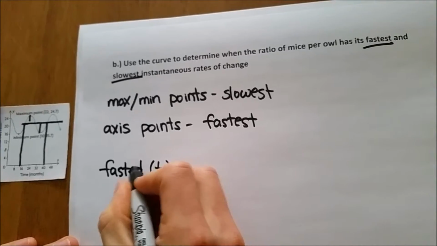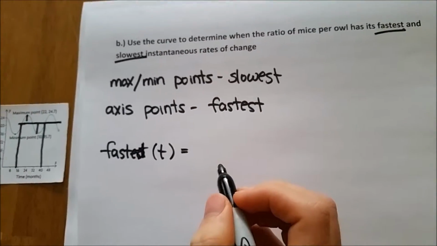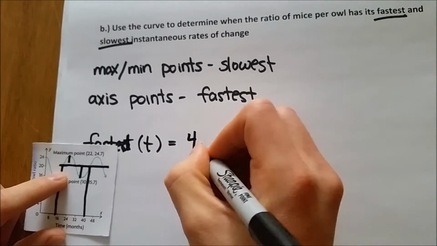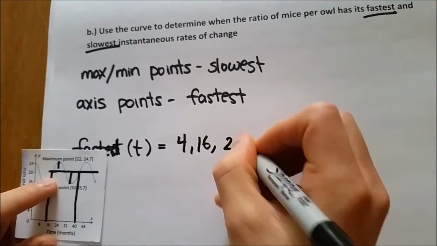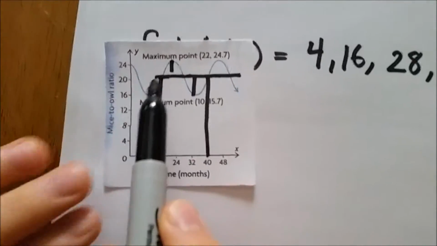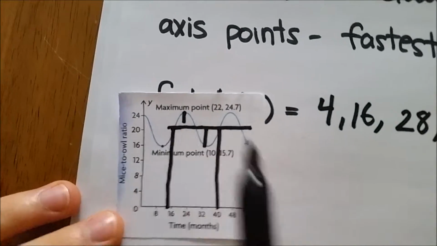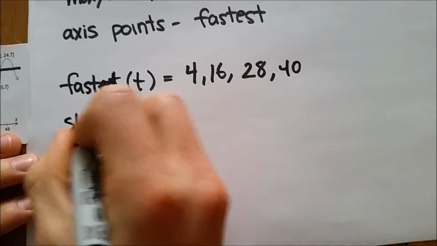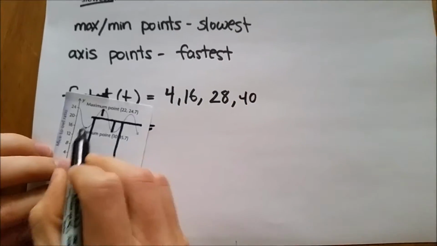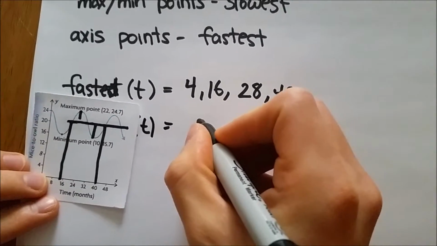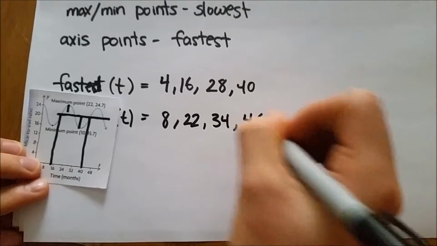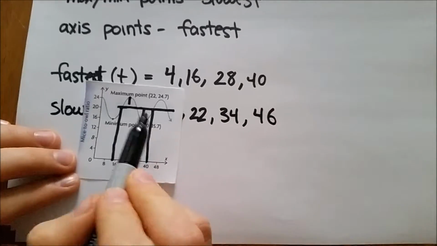If we want to be really specific, the fastest are at months 4, because it's on the axis there, months 16, months 28, and months 40. Those are all the time numbers on the axis. And the slowest in time are those of the minimum and maximum, so there we have 8, 22, 34, and 46. And those are all our months.